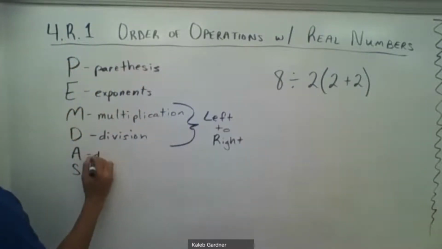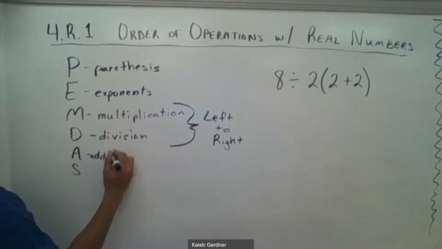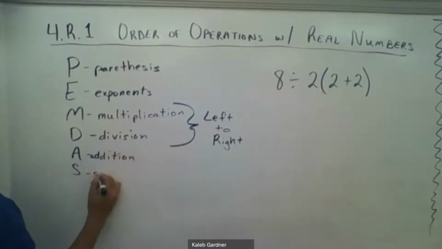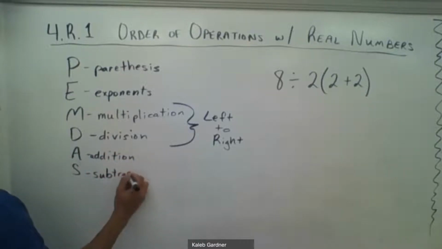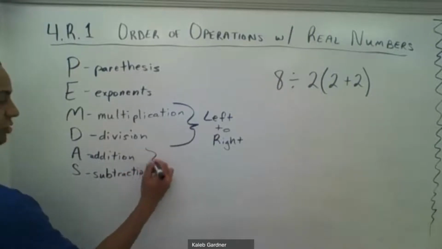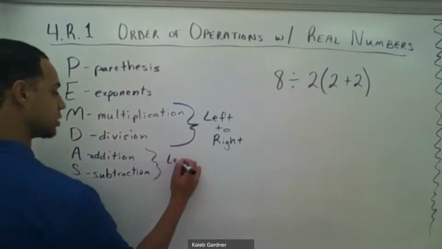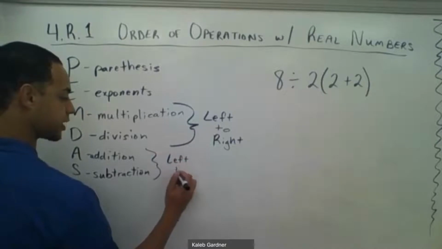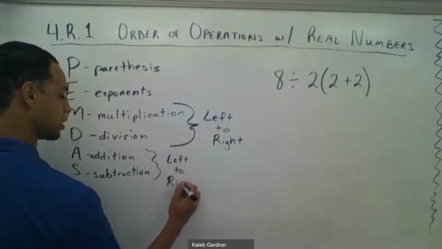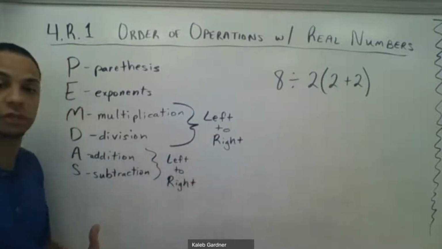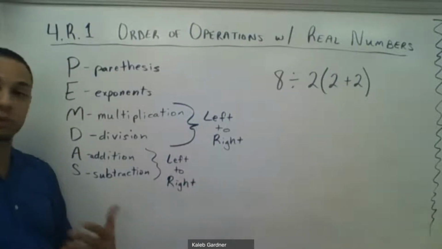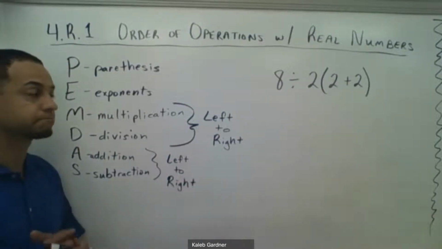Later on, after we do multiplication and division, addition and subtraction actually do the same thing as multiplication and division, because just like multiplication and division, addition and subtraction are equals. So whichever one comes first as they travel left to right.